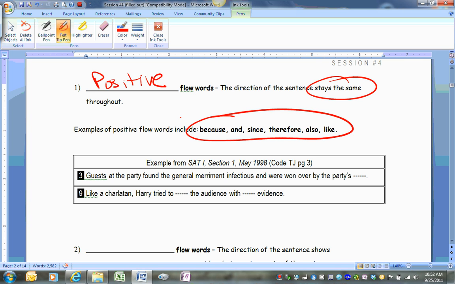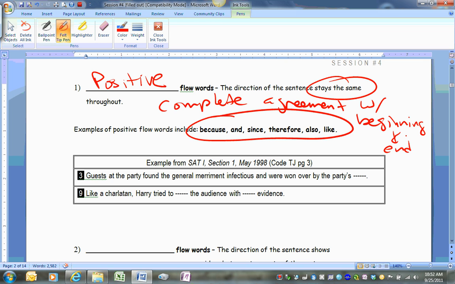And I already have them, I think, are these already filled out for you? Yeah, okay, so because, and, since, therefore, also, like. You know, so that means you have complete agreements. So that's another way of looking at it too. When you have complete agreement with beginning and end.